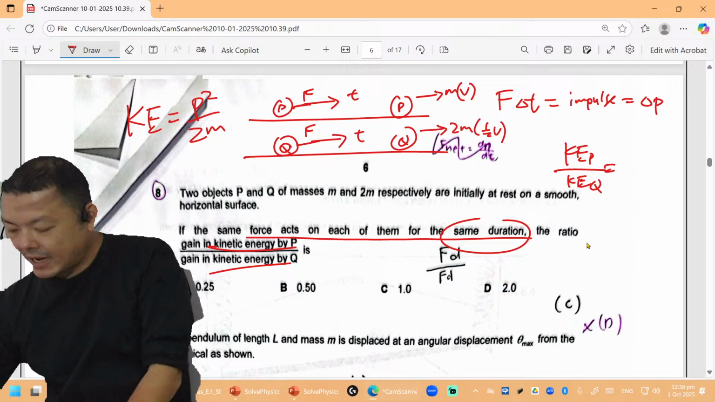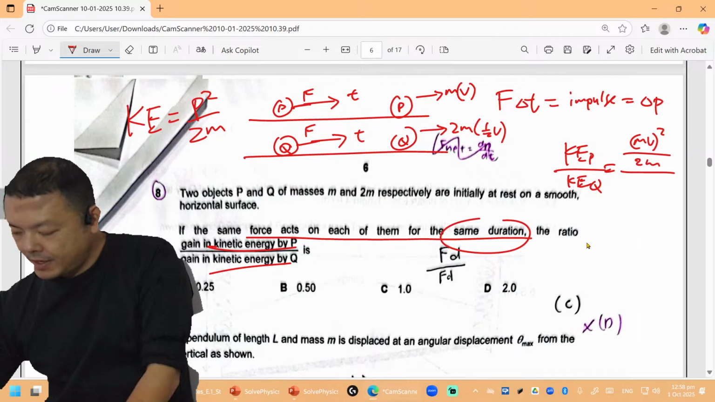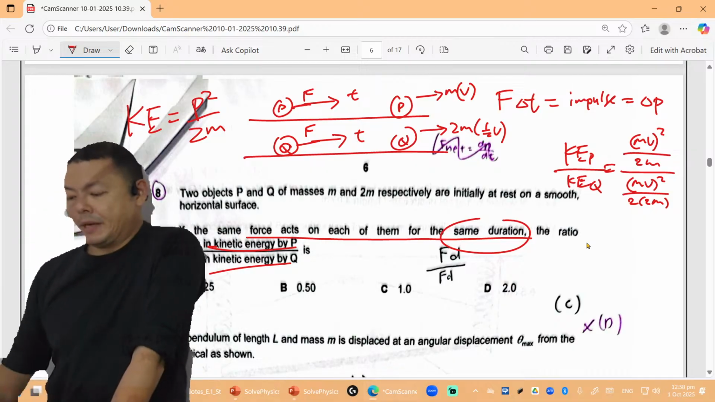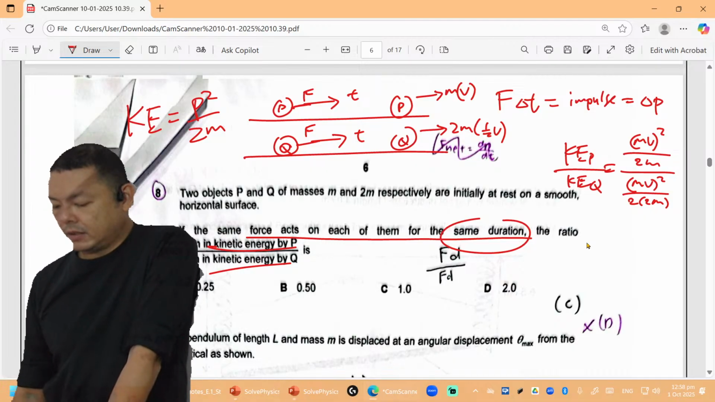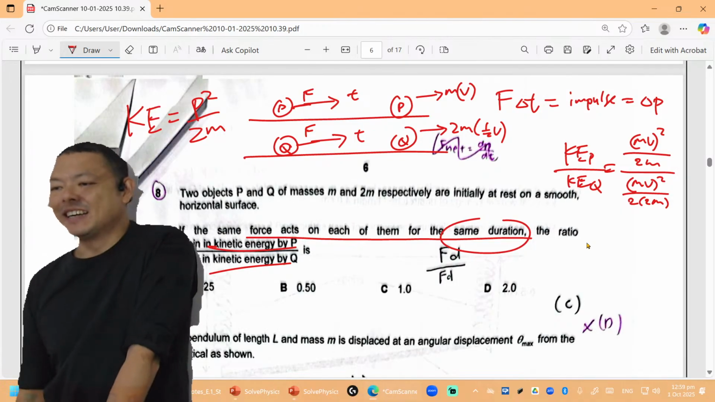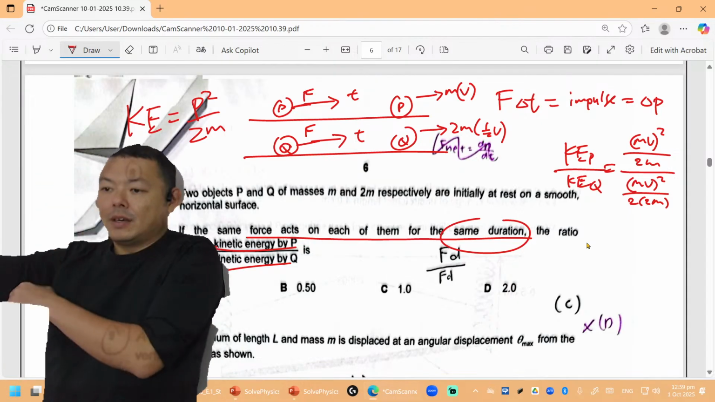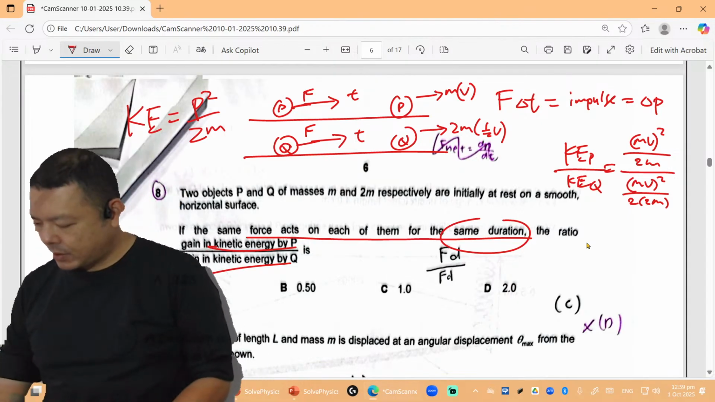So if you do that, then you will get mv squared over 2m for P, and then you have the ratio of... yes, because inverse of an inverse fraction. Sorry, yeah, my brain just lagged for a bit there. Okay, yeah, there we go.